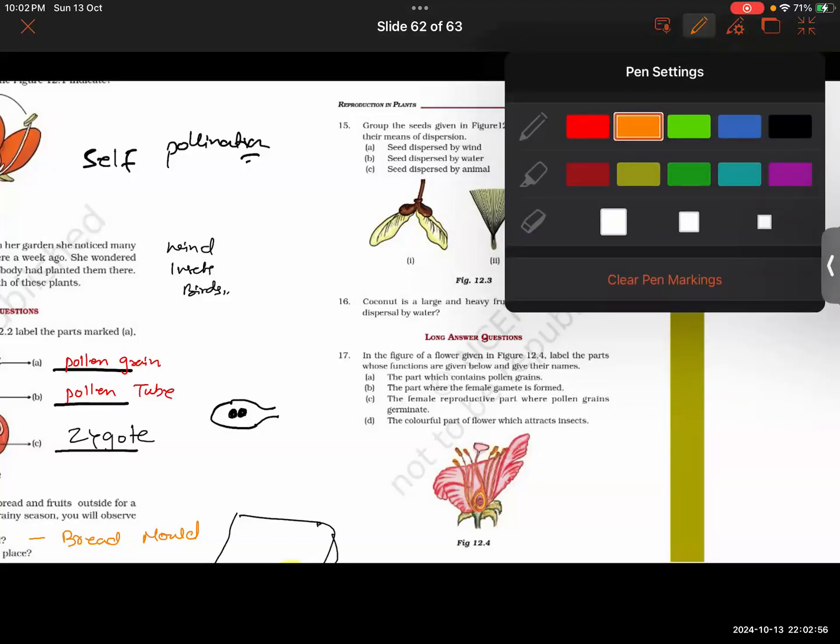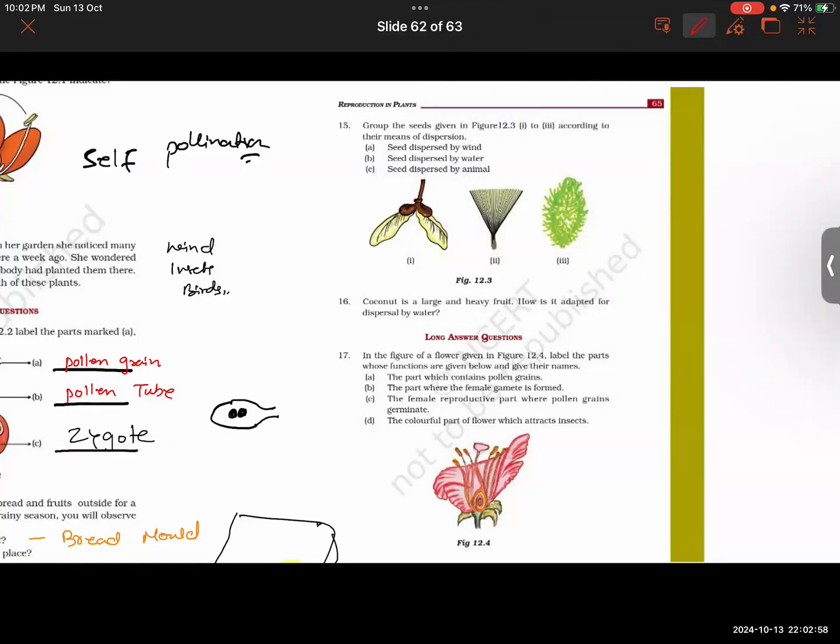So looking at the first option, which seed will be dispersed by the action of the wind? By the way, the first one you are seeing is the maple leaf. Yes, the first one will be dispersed by the wind. What about the second one? The second one will also be dispersed by the wind, because that is also very lightweight. Getting it, guys? So the first and second, both of them will be dispersed by the wind.